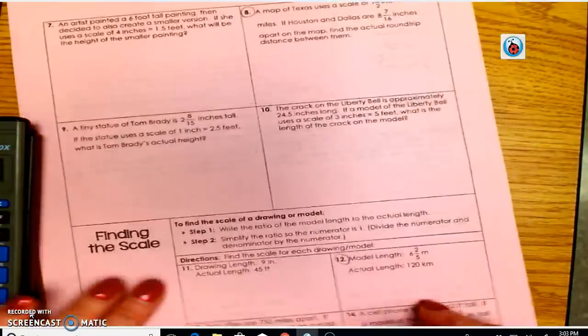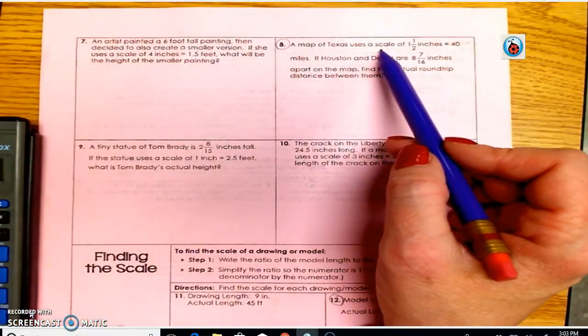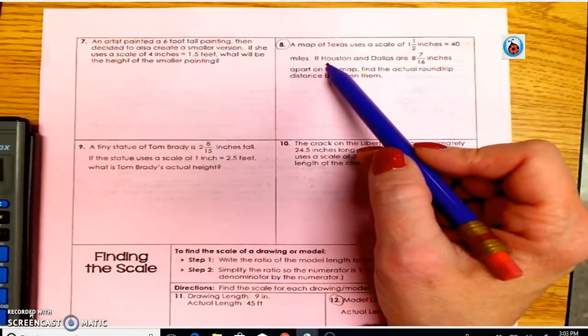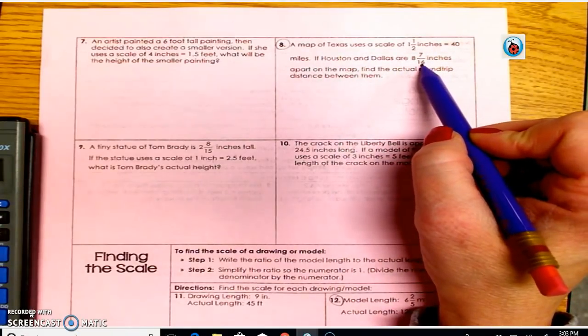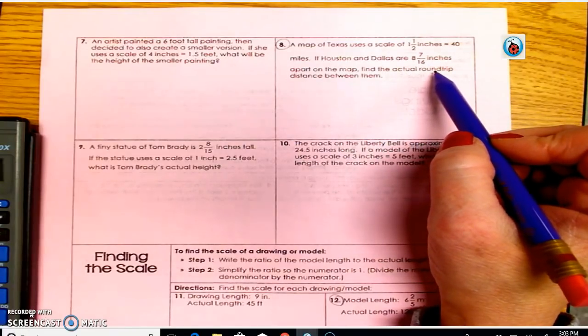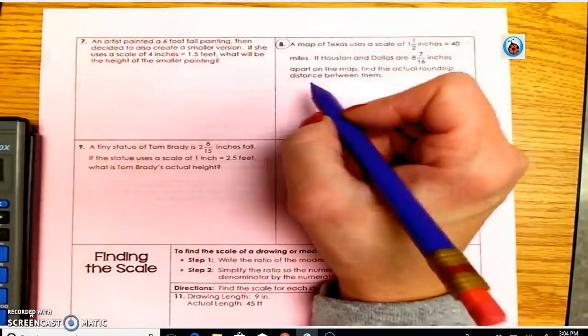Let's turn our paper over, and we're going to look at number 8. It says a map of Texas uses a scale of 1.5 inches equals 40 miles. If Houston and Dallas are 8 7/16 inches apart, find the actual round trip distance between them.